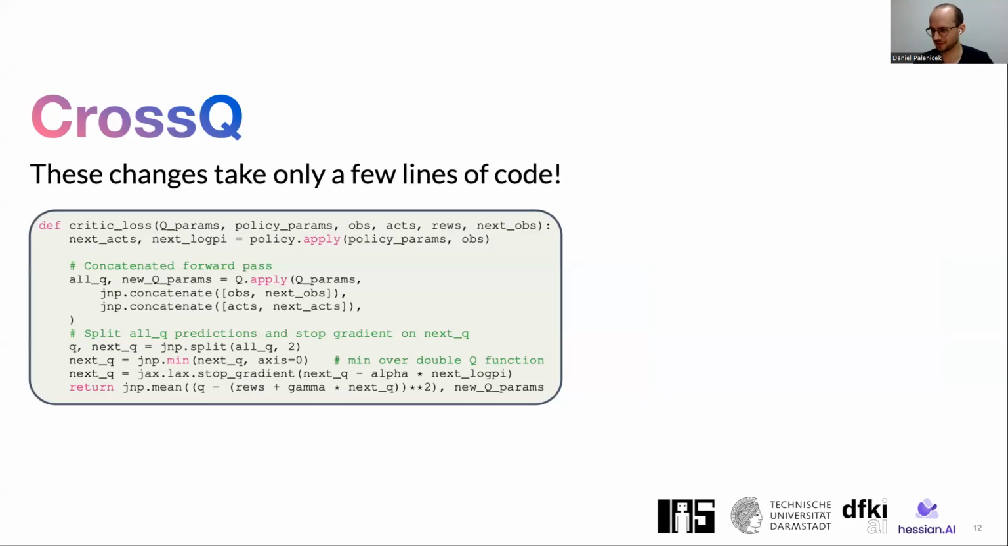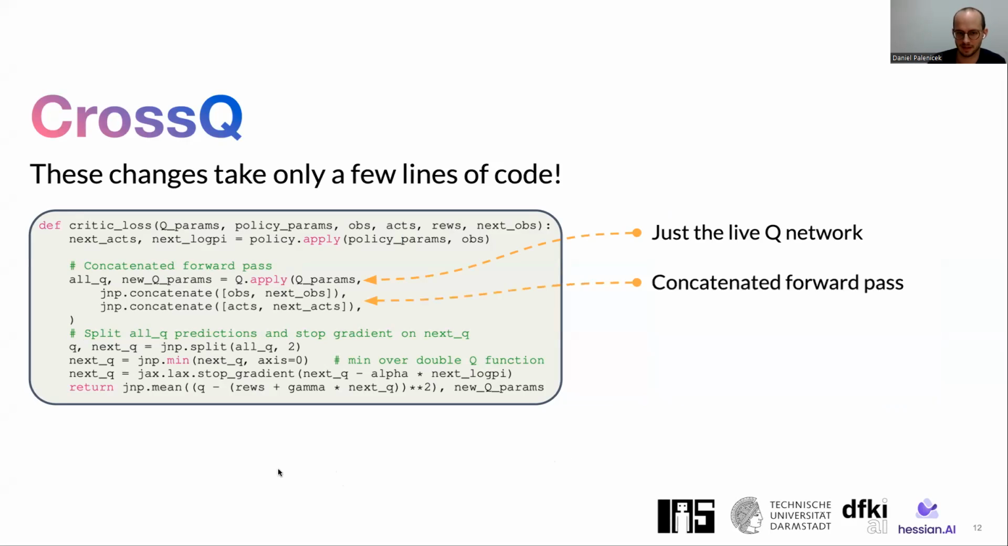One quick thing before we get to the experiments is, as Aditya mentioned, it makes the algorithm really simple. So here we actually just have an example of a very minimal JAX implementation of the critic loss. I want to quickly note the main changes. Basically, you now just have one single Q network. Just below that, you do the concatenated forward pass, as we've seen.